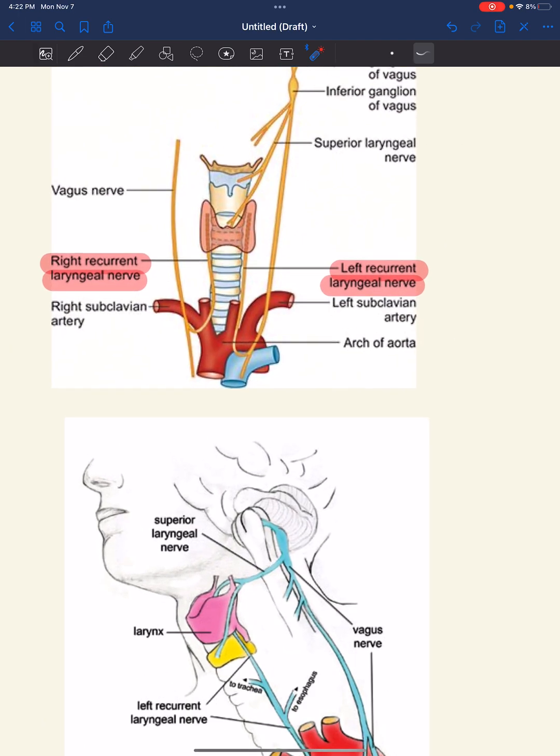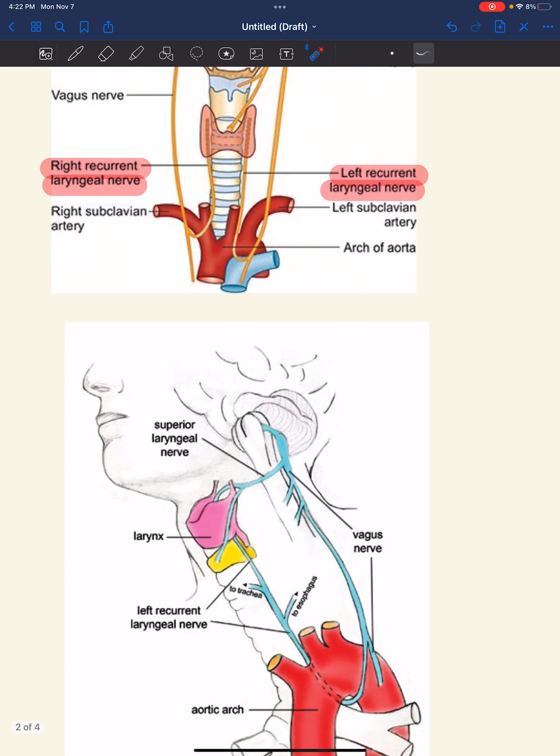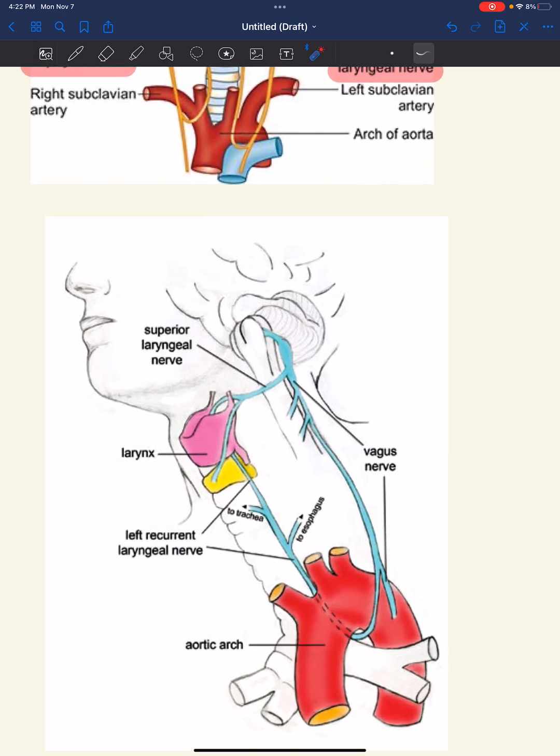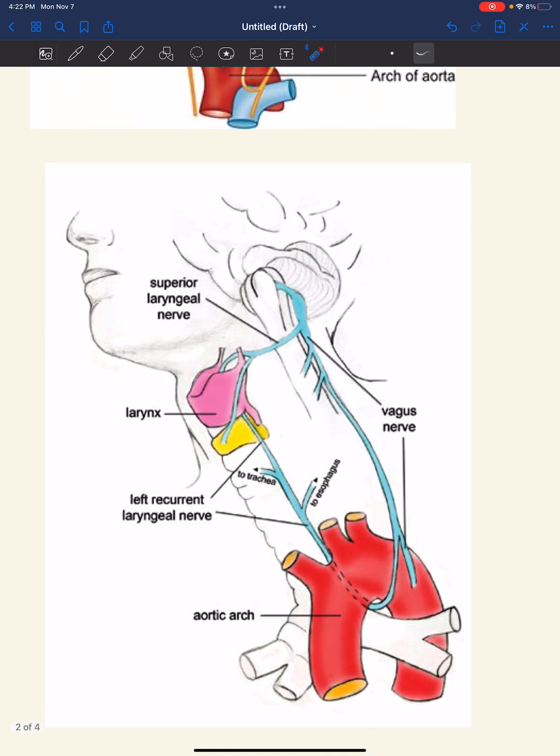And for the recurrent laryngeal nerve, there's a right and the left. The right one, just remember, is going to hook underneath the right subclavian artery. And then the left one is going to hook underneath the aortic arch. And here's another picture. Sometimes it helps to look at different views.